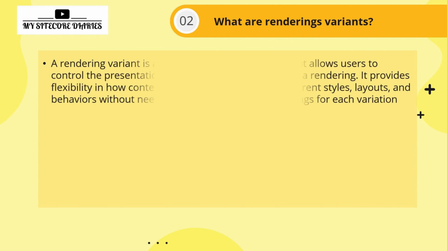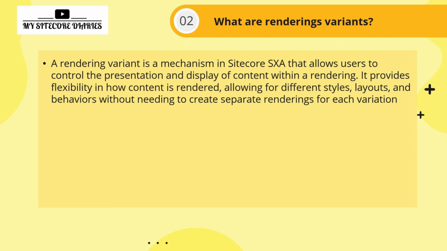What are rendering variants? A rendering variant is a mechanism in Sitecore SXA that allows users to control the presentation and display of content within a rendering. It provides flexibility in how content is rendered, allowing for different styles, layouts, and behaviors without needing to create a separate rendering for each variation. So when you create the Sitecore page and use any out-of-the-box functionality, let's take an example like a promo. In a promo, you have an image, then you have a text, and then there is a link. That kind of structure is there.